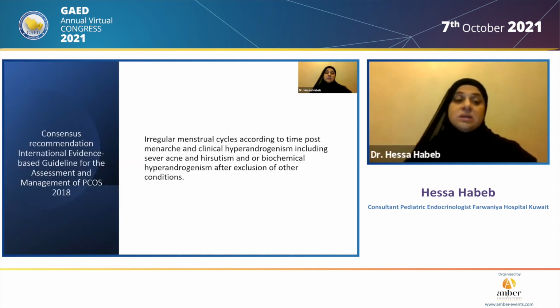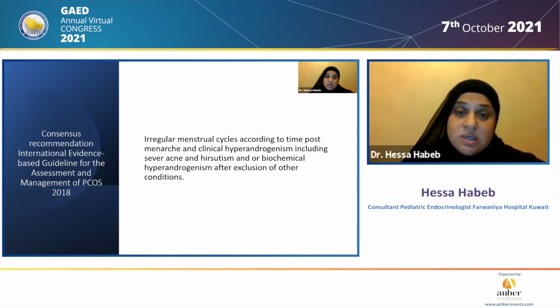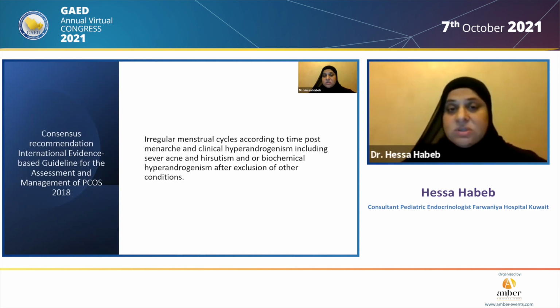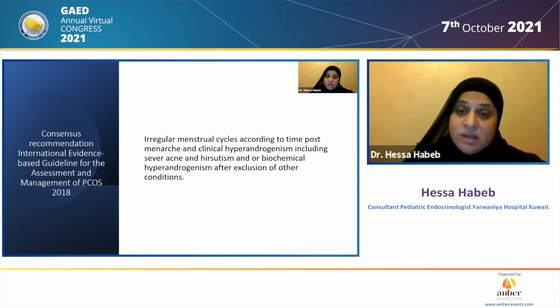The latest guidelines, the international evidence-based guideline for the assessment and management of PCOS, have a strong consensus recommendation on the criteria of diagnosis of polycystic ovary syndrome in adolescent girls. And it has clearly defined the polycystic ovary syndrome diagnosis as having irregular menstrual cycles according to time post-menarche.